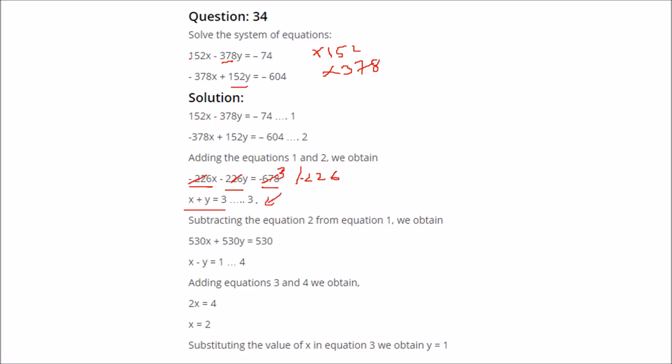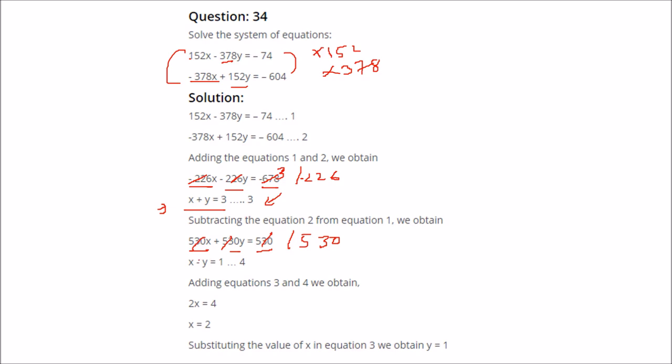So this is quite simpler. This is an equation which is simpler than any of these equations. Now we need to get one more equation of this form which is easier to solve. So now we will subtract these two. 152 minus of minus 378 is 530. And again minus 378 minus of 152, that is again 530. And when we subtract minus 74 by minus of minus 604, it will be 604 minus 74, that will be 530. Now divide the whole equation by 530. This gets cancelled, this gets cancelled, this gets cancelled. You will get x minus y equal to 1.